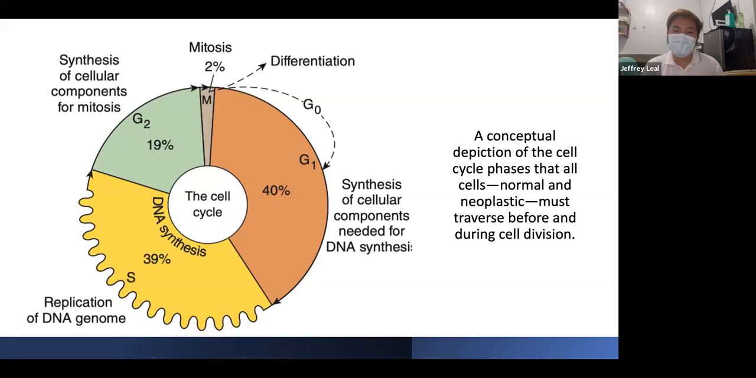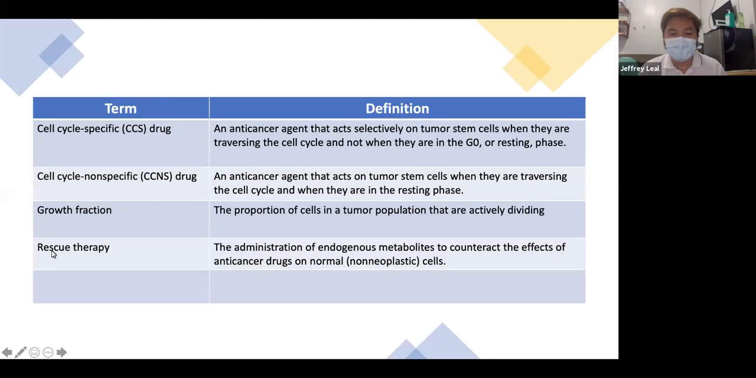So for all of G1 to M phase, the cell cycle specific drugs or chemotherapeutic drugs take effect there. Well, for the cell cycle non-specific, even if the tumor cells are in G0 or the resting phase, it can take effect. Okay? We have also the growth fraction, which is the proportion of cells in a tumor population that are actively dividing. Okay? And the rescue therapy, the administration of endogenous metabolites to counteract the effects of anti-cancer drugs on normal cells.